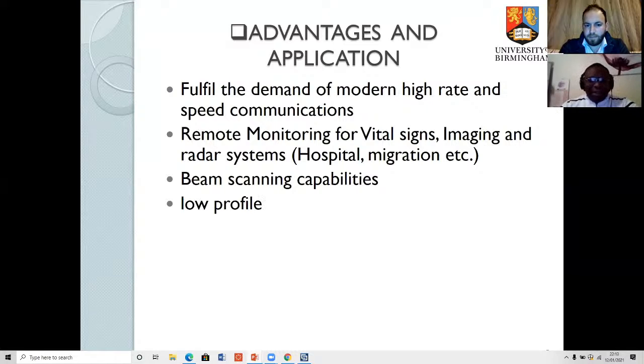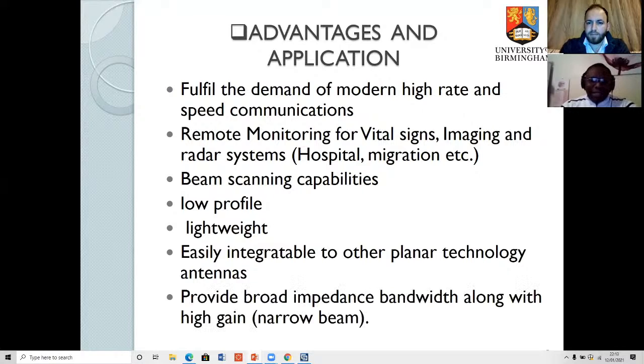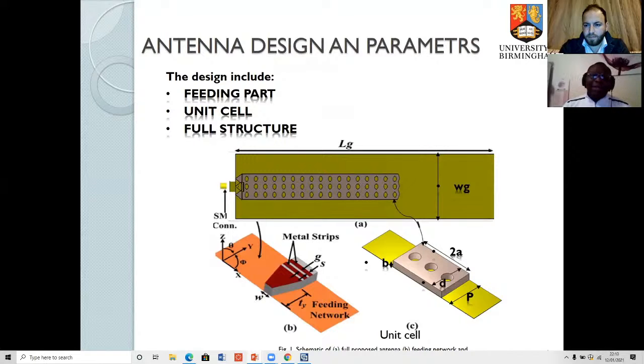Furthermore, this antenna is low profile. It is lightweight, easy to integrate, and easy to fabricate as well. So you can see clearly that what we are discussing today will be of very good benefit. And finally, this provides an impedance bandwidth along with high gain. That means we can have a very narrow beam, and we'll demonstrate how to get a narrow beam at the end of the presentation.